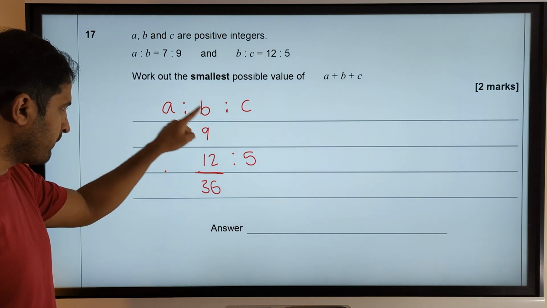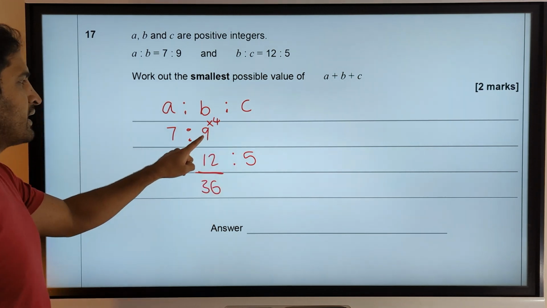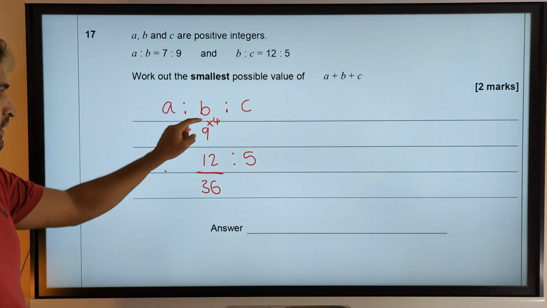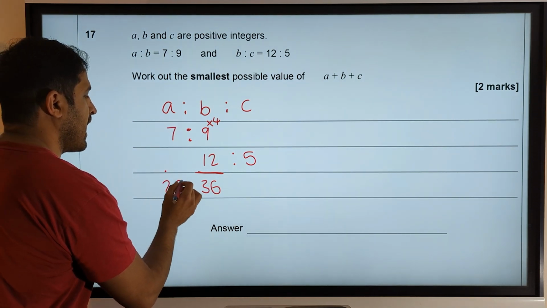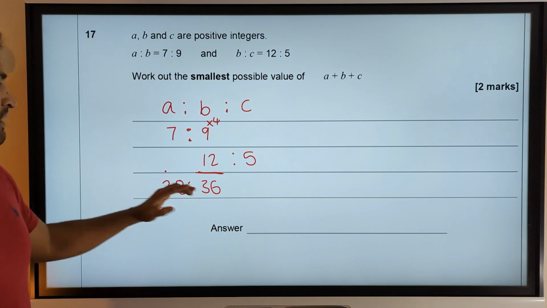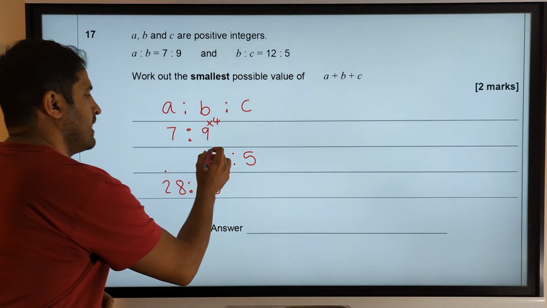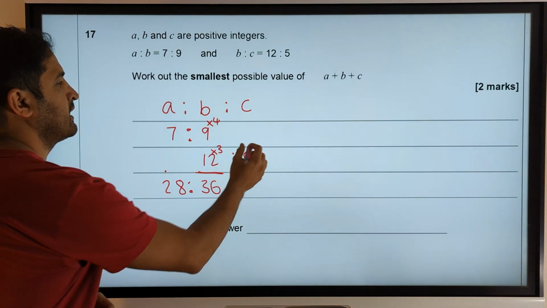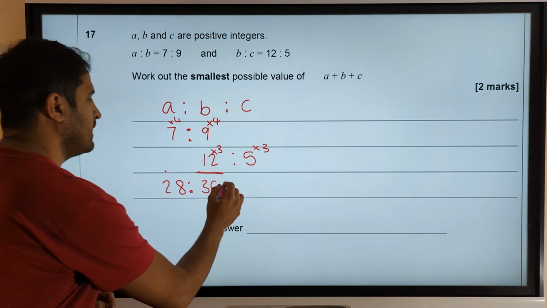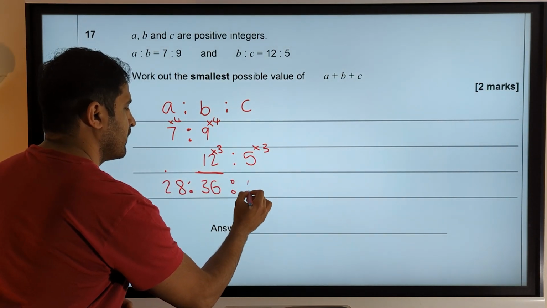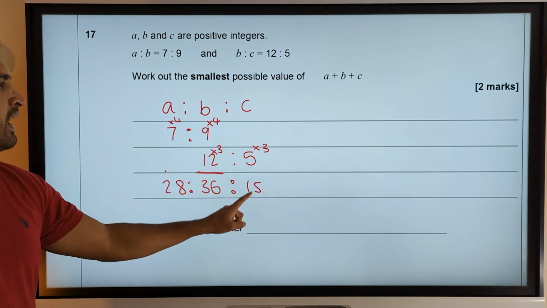So for this one, first ratio, I multiply 9 by 4. That means I need to multiply A by 4 as well, so that will keep it to 36. Okay, so 8 times 4 gives me 28 to 36. That's perfectly fine. And for the second one, I multiply 12 by 3 to get to 36, so I need to multiply that by 3 as well. So 5 times 3 will give me 15. So that's the ratio we should have: 28 for A, 36 for B, and 15 for C.